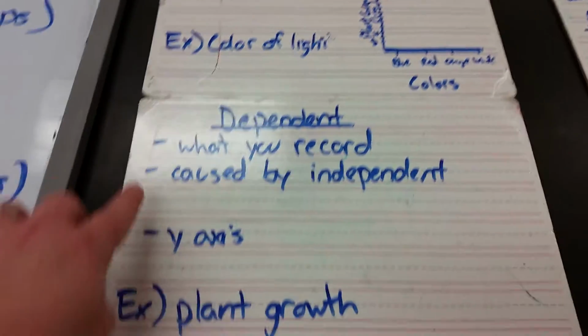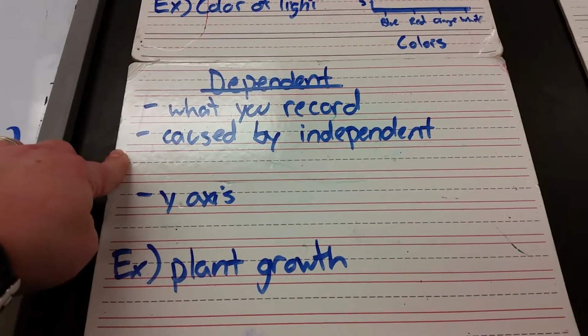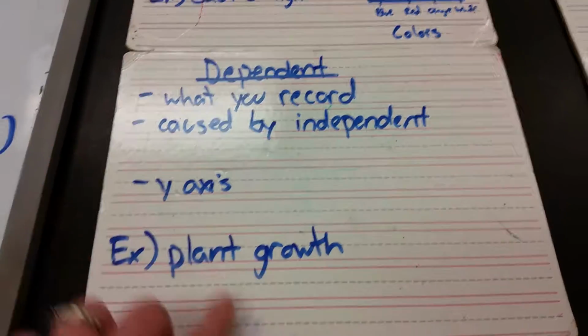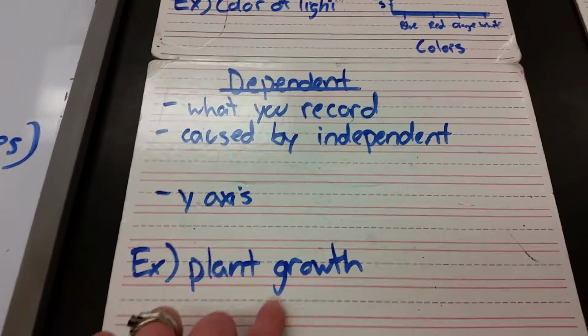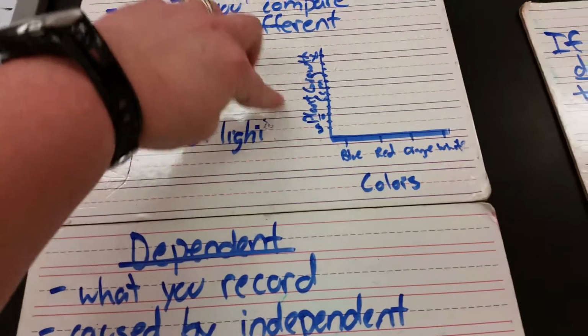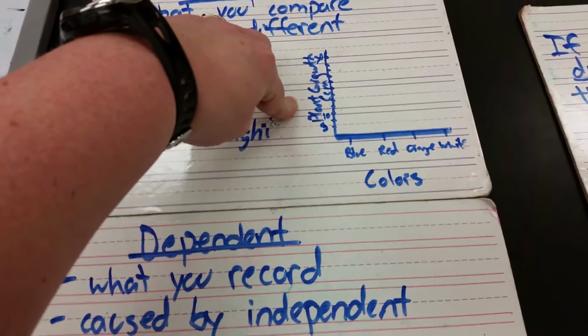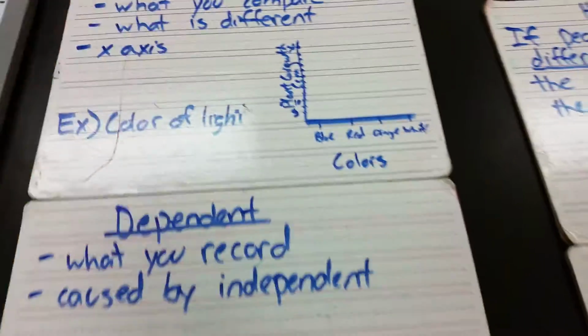Then I'm going to want to find out what's my dependent. So what am I going to record, or what am I causing an effect on with my independent variable? And that would be plant growth, because I want to know how color of light affects plant growth. So my plant growth is my dependent variable. And I'm going to take that and place that on my graph on the y-axis. So plant growth is my dependent on the y, and I have my independent on the x.